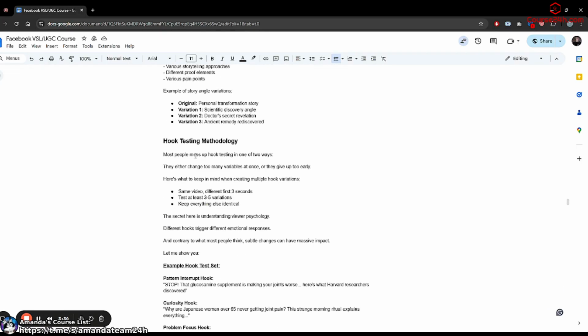Now let's get into the hook testing methodology. Most people mess up hook testing in one of two ways. They either change too many variables at once or give up too early. Here's what to keep in mind when creating multiple hook variations. You need to have the same video, but different first 3 seconds. Make at least 3 to 5 variations and keep everything else identical.